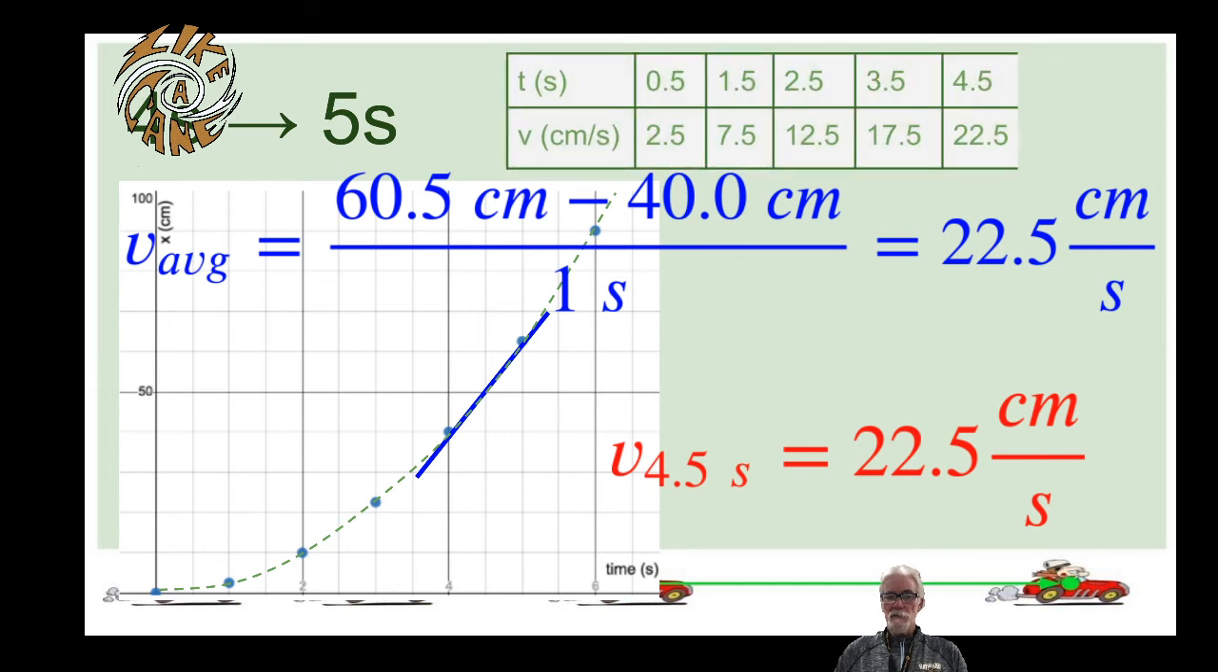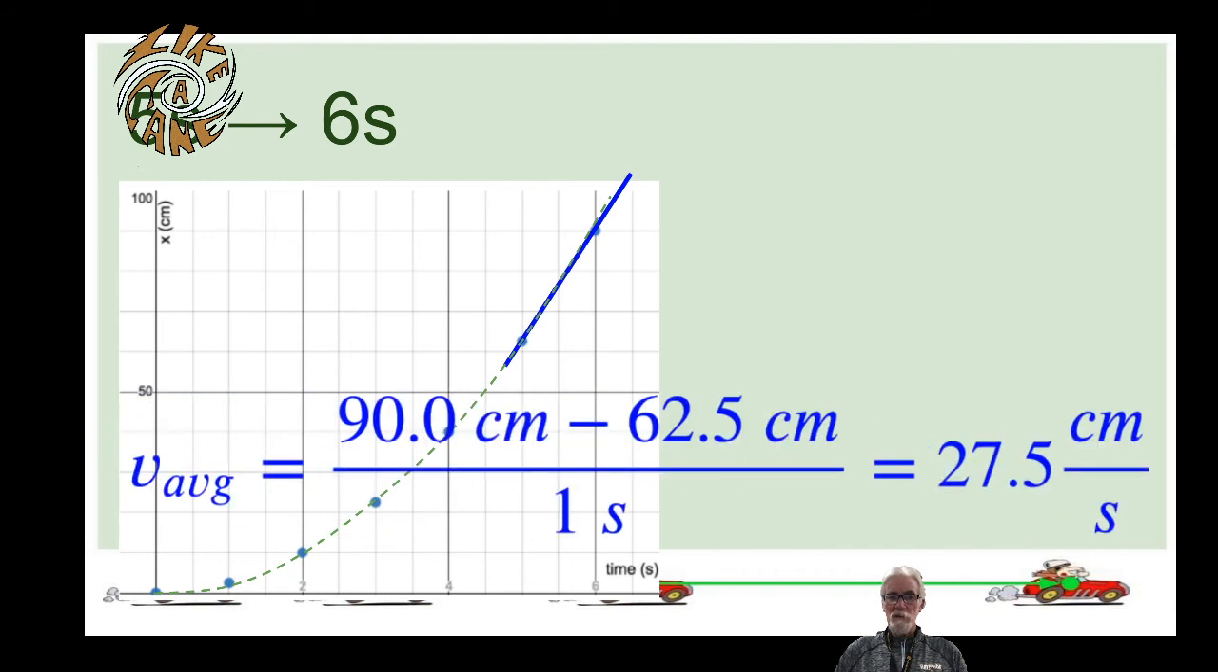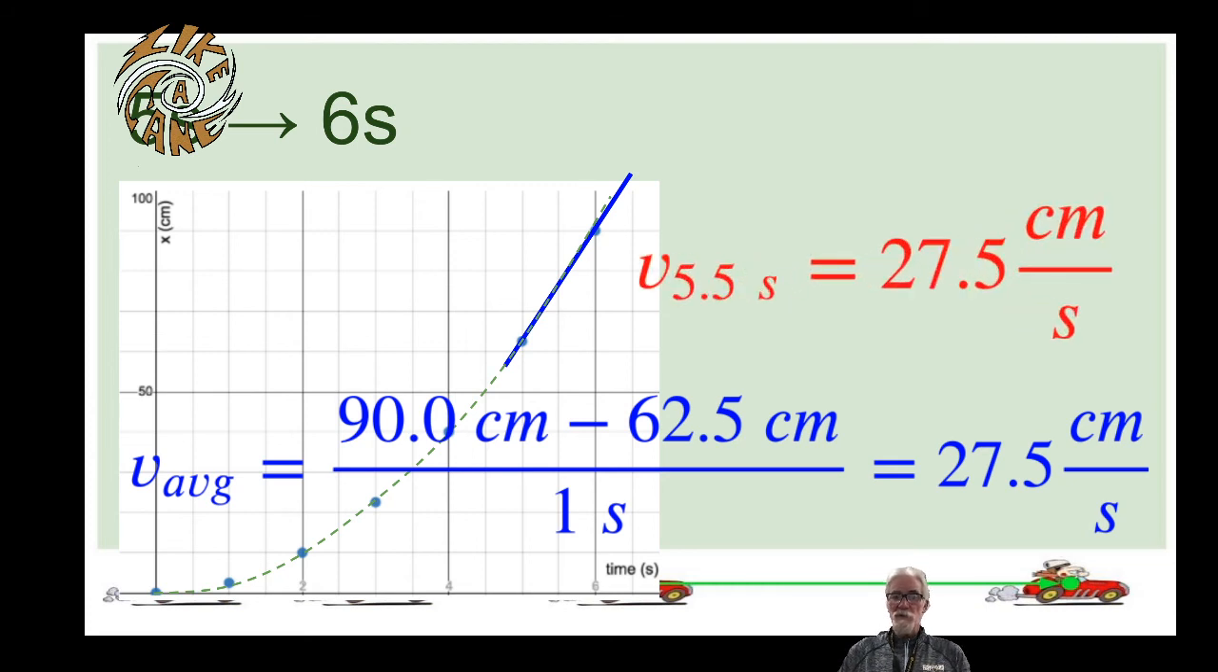Updating our chart. Now we have one more time interval, from 5 to 6 seconds. Here the position changes from 62.5 centimeters up to 90. That's a 27.5 centimeter change over that 1 second. So that means at 5.5 seconds, halfway through this time interval, the instantaneous velocity will be 27.5 centimeters per second.